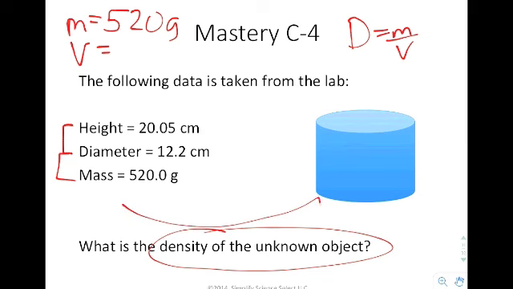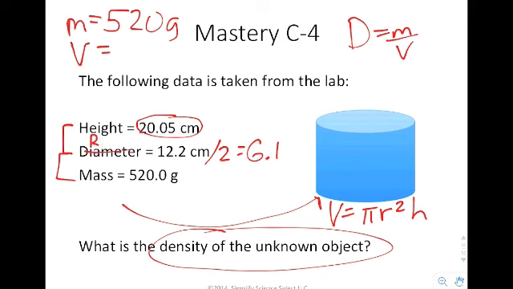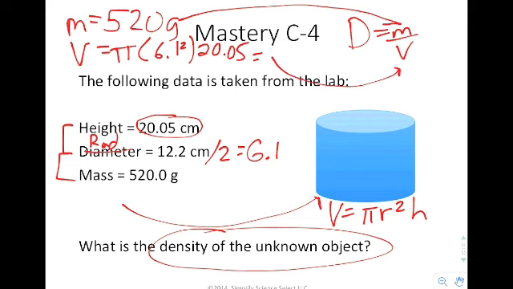What I can do though is recognize that this is a cylinder. So from math class, you would say that the volume of a cylinder is equal to pi r squared h. I've got h, and I've got the diameter. If I divide that by 2, that's the radius. So now I've got 6.1 as the radius, and I can plug in. The volume is equal to pi times 6.1 squared times 20.05. That would now give you your volume. Since this is a mastery level question, you should be able to take the mass and the volume and plug it in and solve for the density.